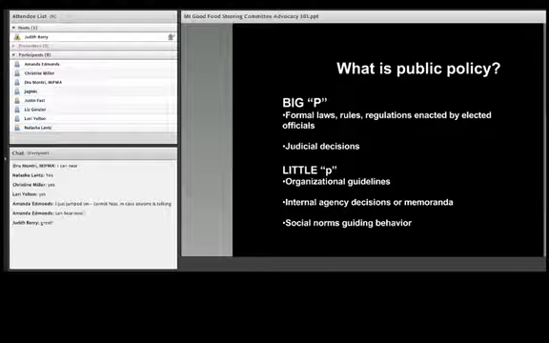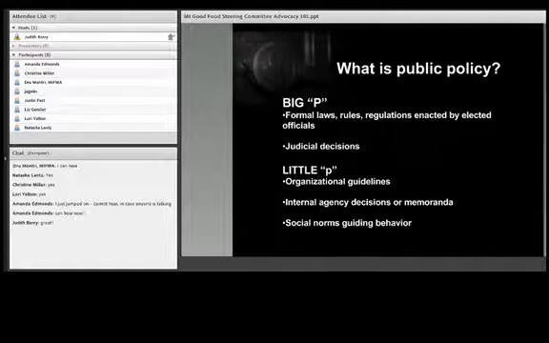It's sort of like big P are formal laws, rules, judicial decisions; little p, organizational guidelines, internal agency decisions, and social norms. I think it's possible that people are doing this grouping, and you'll have to let me know, because folks say, I can't lobby, so I can't do big P. All right, I will be honest with you, I don't really care for this. It comes up so often, I had to put it into this. And you'll find out a little bit later on why I'm not crazy about this.